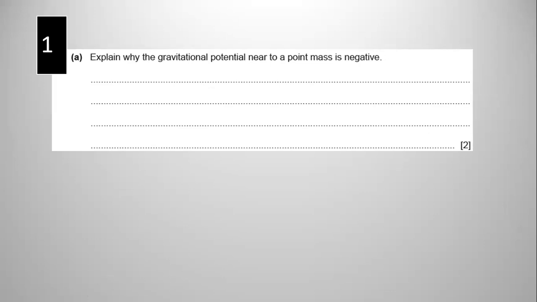Explain why gravitational potential nearest to the point mass is negative. Okay, you want to try? The work done is work done by attractive gravitational field to bring a mass from infinity, where potential is 0.